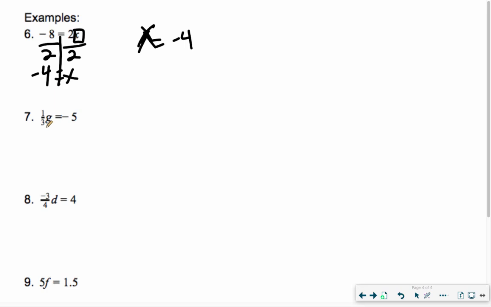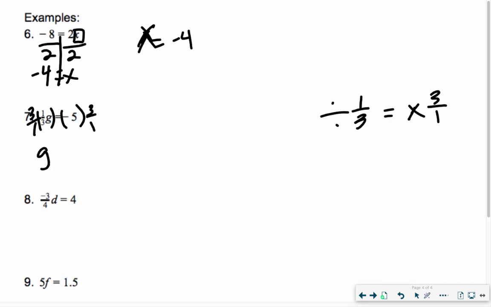If I'm dividing by 1/3, isn't that the same as multiplying by 3/1? Remember, dividing by 1/3 is the same as multiplying by the reciprocal. So that's what I'm going to do here. I'm going to multiply by the reciprocal. Same thing here, times 3/1. 3/1 is the same as 3. So if you just write times 3, that would be the same thing. So 3/1 times 1/3 is 1. So I have g equals -15.